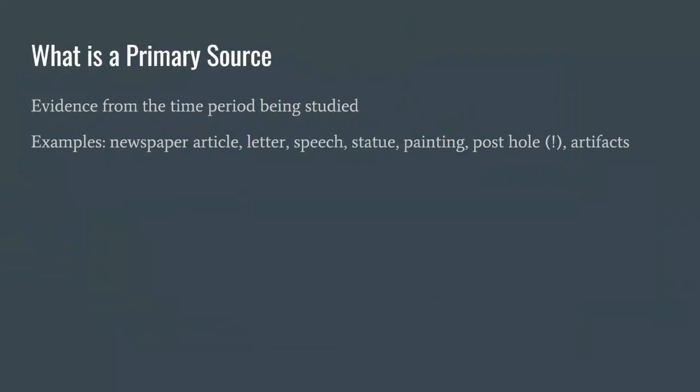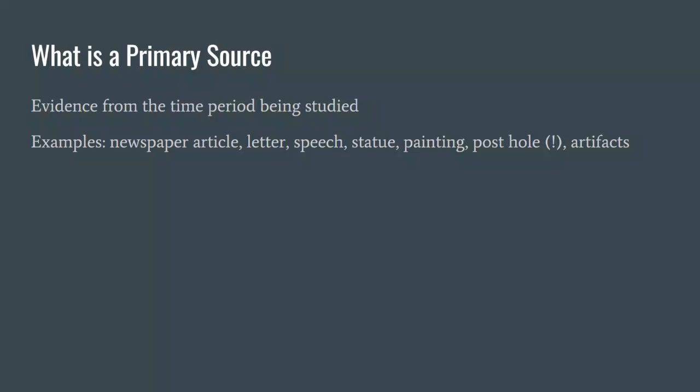So in the easiest way to remember it, it's the evidence from the time period being studied. Examples include newspaper articles, letters, speeches, statues, paintings, a post hole. This is my favorite. If anybody in here loves antiquity or studying ancient Rome or Greece, then you know that archaeologists have figured out how to measure the post hole. So literally where your posts went to help you build your house, and we can measure them and learn a lot about them. So post holes, literally just holes in the dirt, are primary source artifacts.